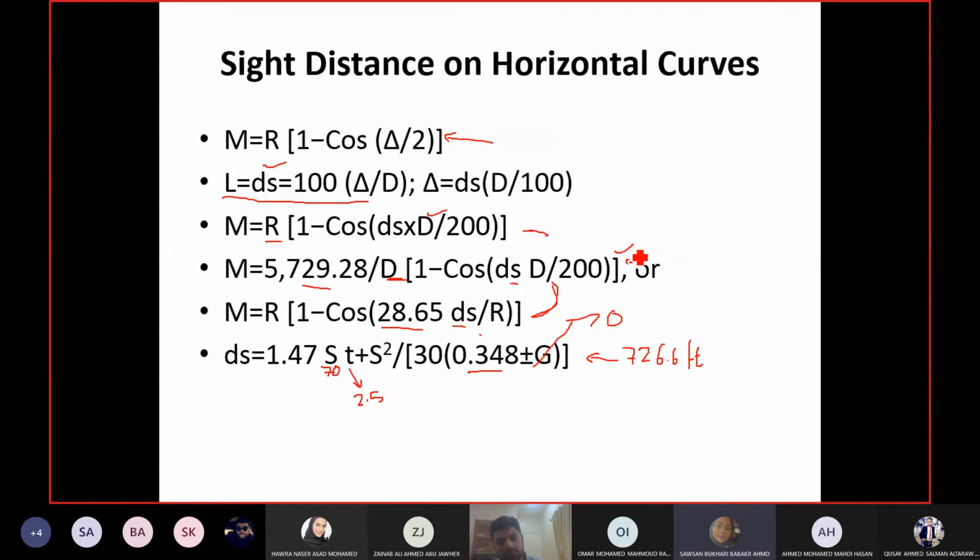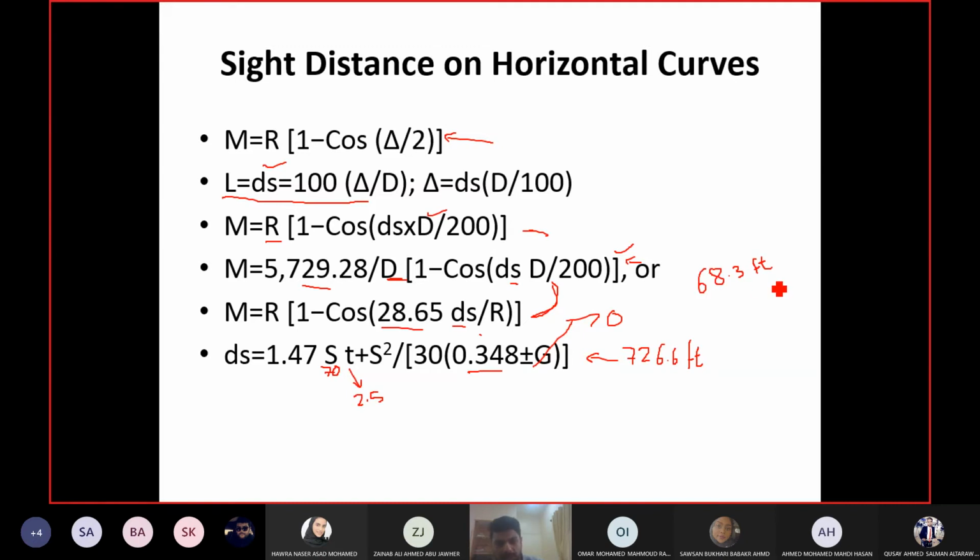It's 68.27. Okay, so any object from the road should be at least 68.3 feet away from the inside lane, the center line of the inside lane. Okay, again this is the minimum value.